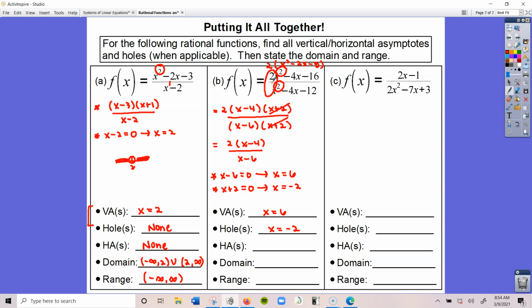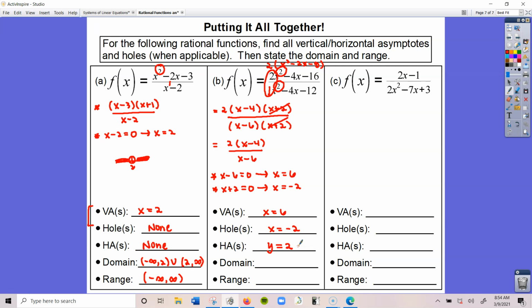Now this is 2 divided by a 1 that we don't see, and 2 divided by 1 is 2. And the equation of the horizontal asymptote is y is equal to 2. Remember that all of these asymptotes are lines, and we have to write them as equations. So that's why the vertical asymptote is x is equal to 6, and that's why the horizontal asymptote is y is equal to 2.